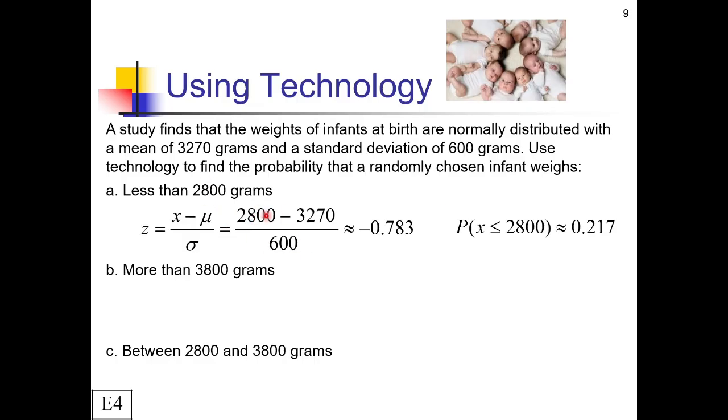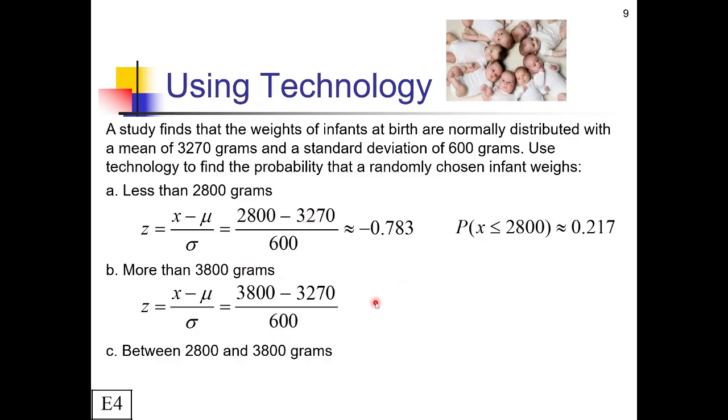All right, so with that technology in mind, pause the video and see if you can figure out part B, how many are going to be more than 3,800 grams, and part C, what percentage are falling between 2,800 and 3,800 grams. All right, so for part B, in order to deal with 3,800, I need to generate a new z-score. So there's my formula again. This time I'm going to do 3,800 minus 3,270 over 600.